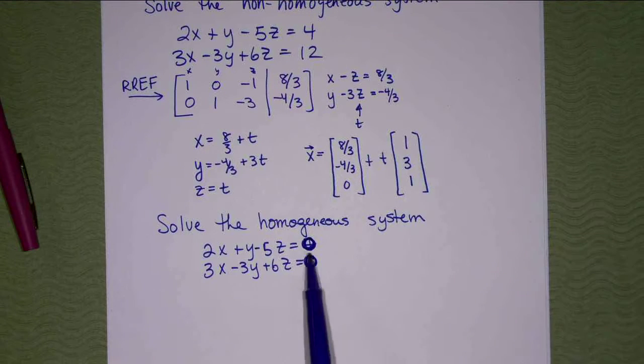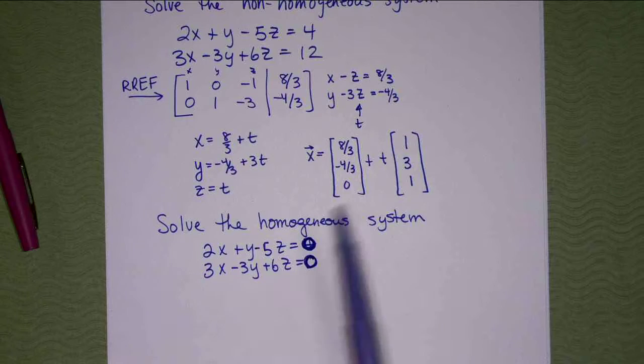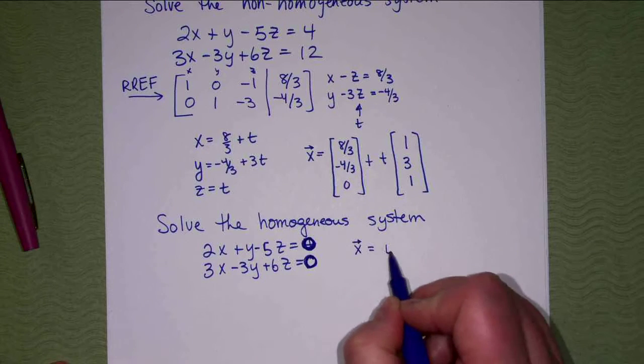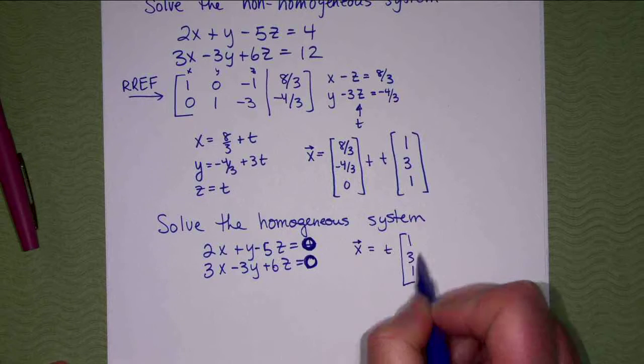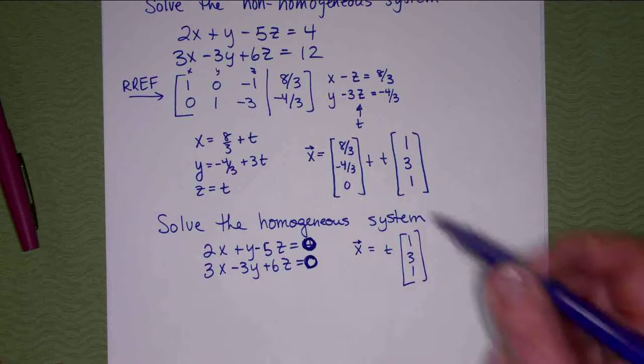And that's because any plane that ends at 0 has 0 as one of the points, right? So our solution would then be just t times 1, 3, 1, because the point it goes through is 0, 0, 0. So if you solved it.